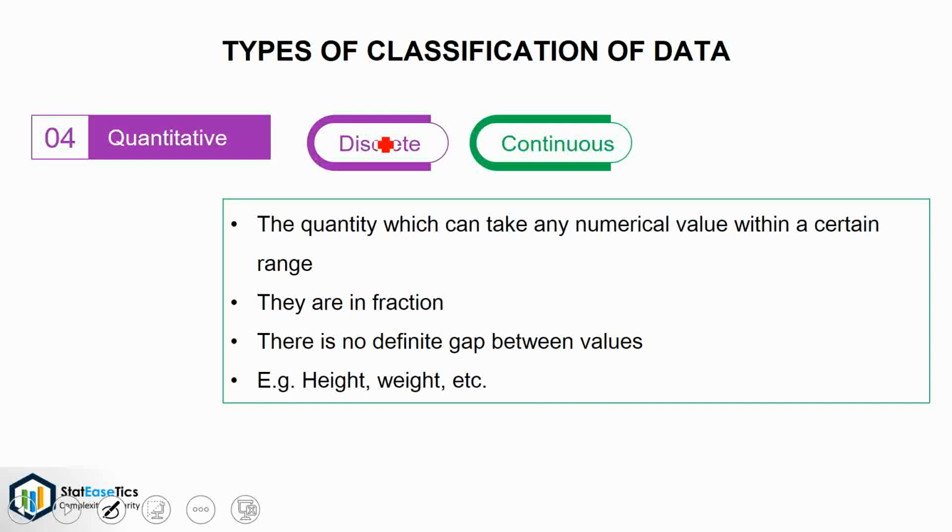Continuous classification: the quantity which can take any numerical value within a certain range. They are in fractions. There is no definite gap between values. For example, height, weight, etc. Here, the values are in a range, that is 1 to 100. Then it can take any number 1.3, 51.7, etc. It can take fractional values and there is no definite gap. For example, height can be 141.3 centimeters or weight can be 56.5 kgs, etc. So it constitutes continuous classification.